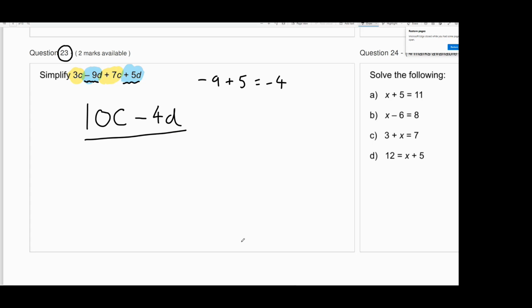Okay, so you're really close there. And don't forget you need to have a sign in between them. So it's 10c, take away 4d.